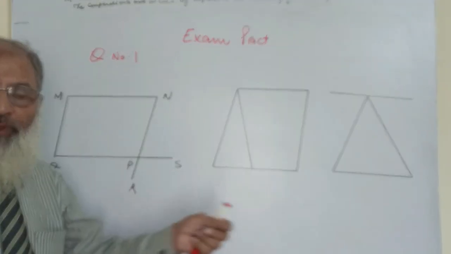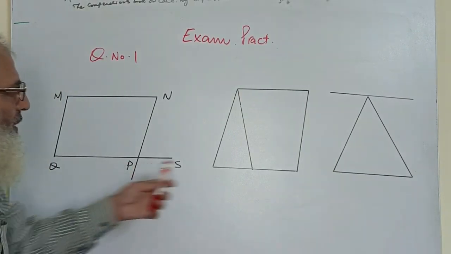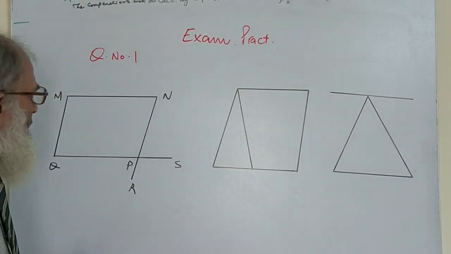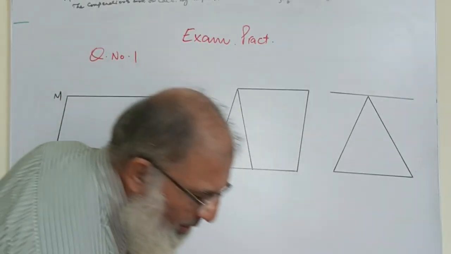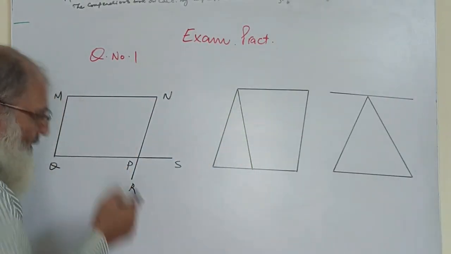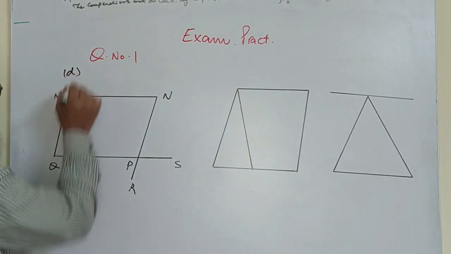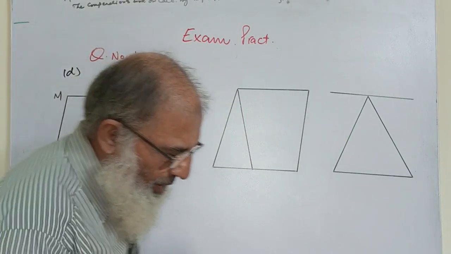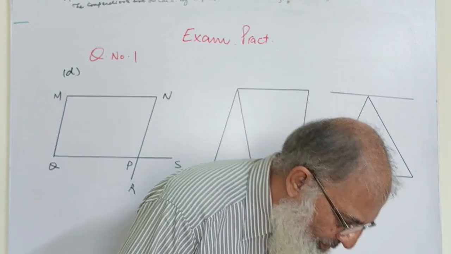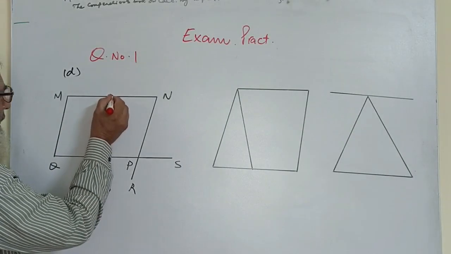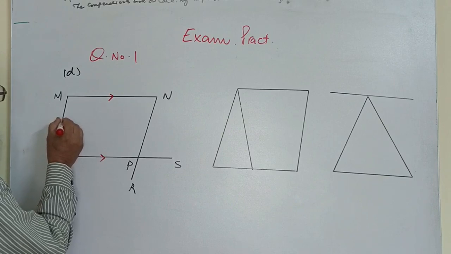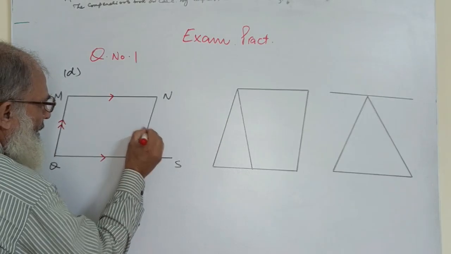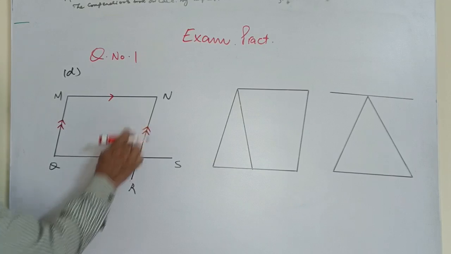Now, dear students, you are seeing that I have drawn three figures over here. In fact, these are the three parts of question number 1. And what is the part? First part is D. And what is asked over here and what is given? Now, this side is parallel to this side. This side is parallel to this side. It means that this is a parallelogram.